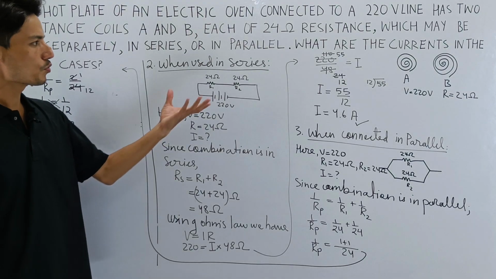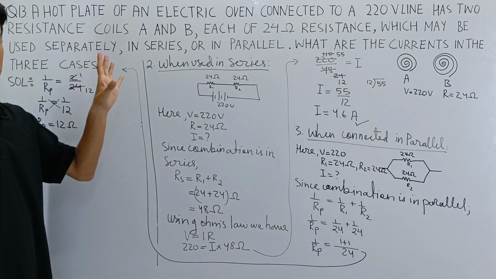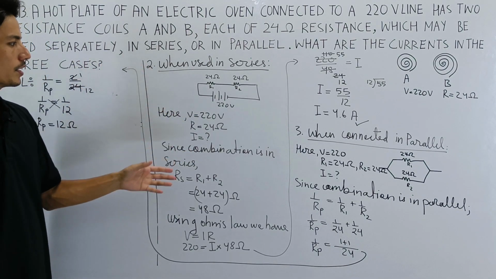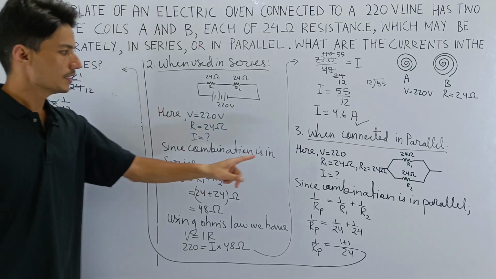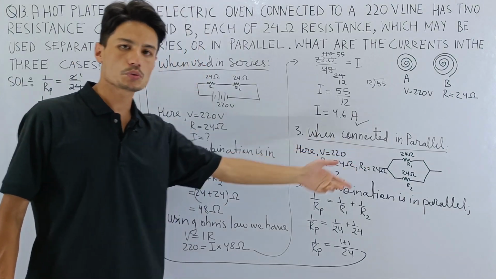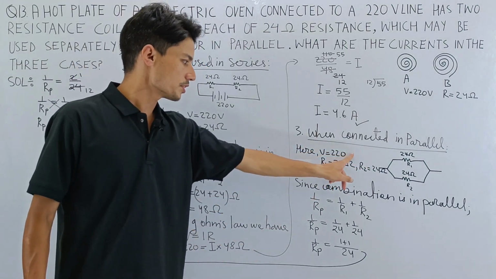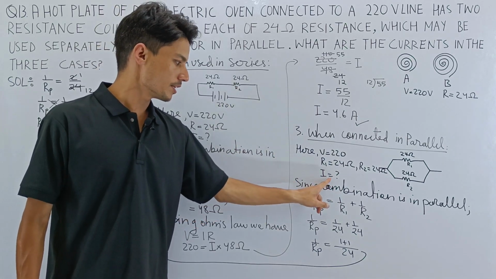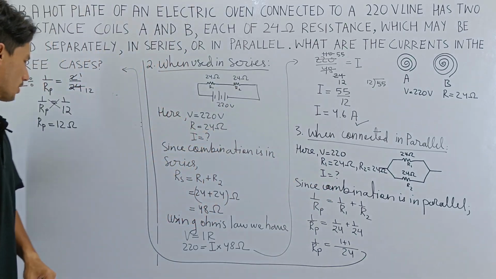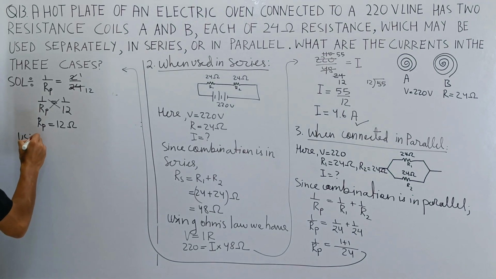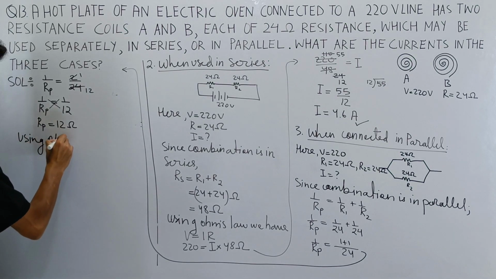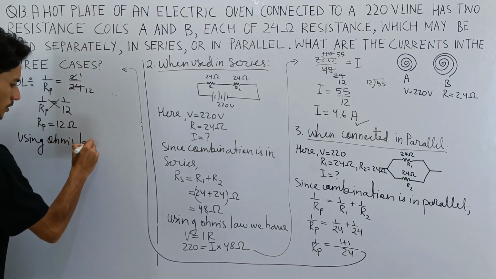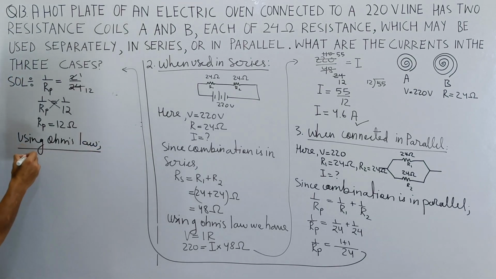Now the question wants us to find the current in the last resistor only. We have already found it for the first two. Now we are going to find it for this one. So how do we find the current? We have the potential difference, we have the equivalent resistance, and we need I. So Ohm's law is there for us. Using Ohm's law, V is equal to IR.